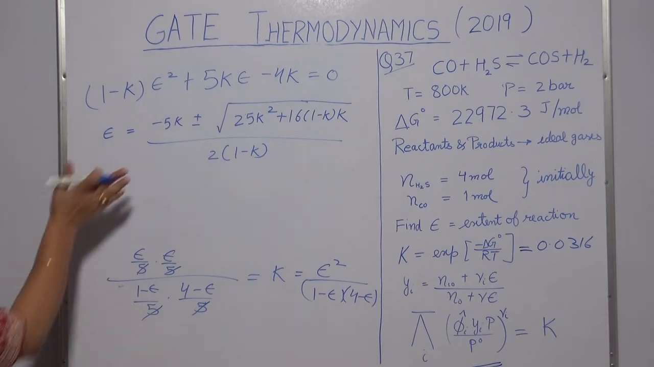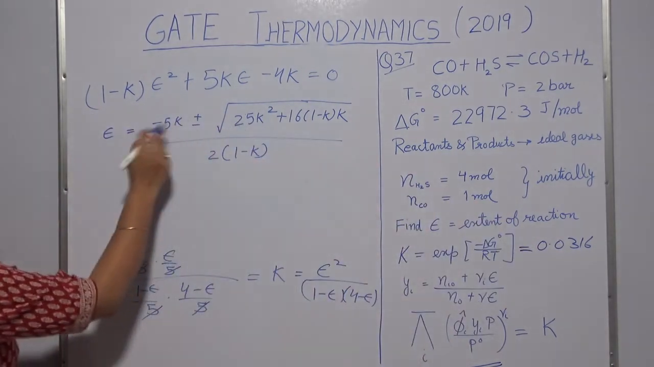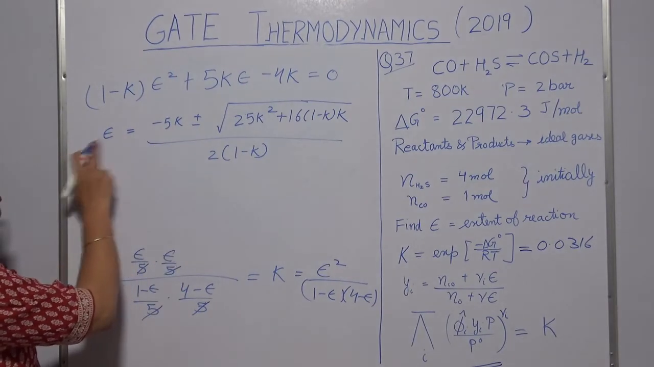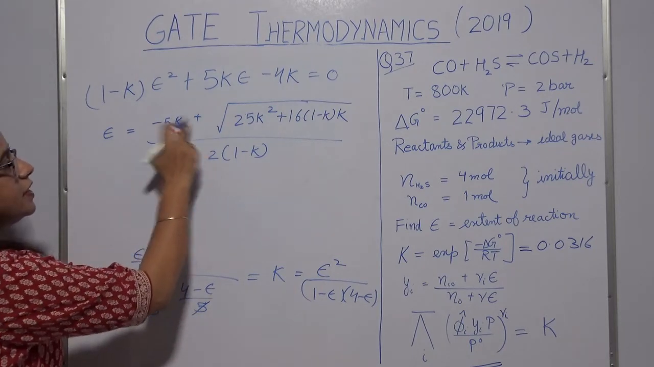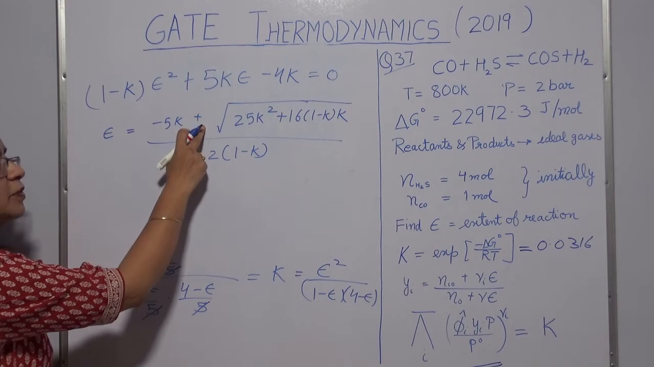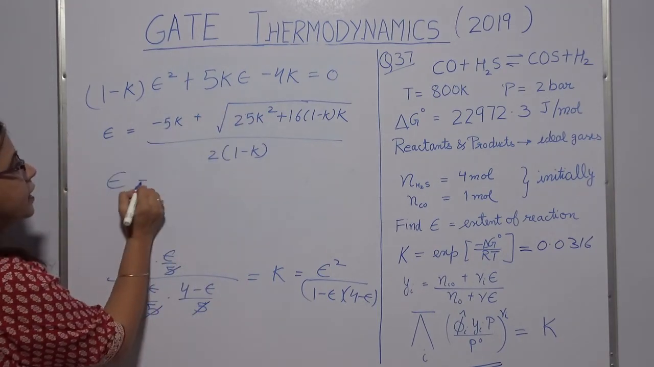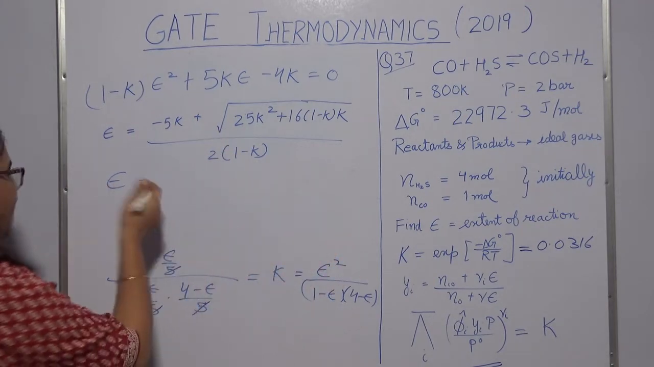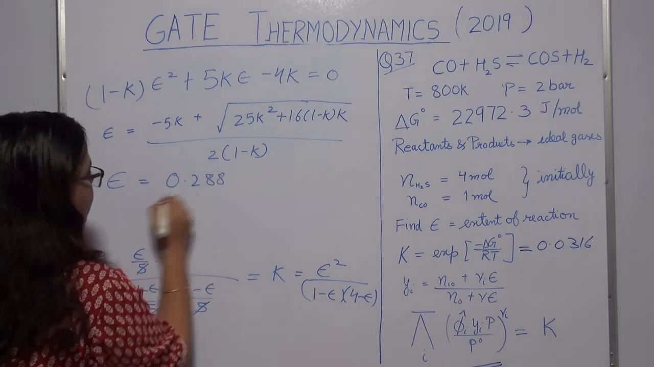Now in this form I am going to put the value of my k. See over here, if I take a negative value, then this extent of reaction does not have any meaning because it is never negative. So I am not going to take the negative value. I will keep the positive value of the square root. Then do these calculations by putting the value of k as 0.0316, and you will get the extent of reaction as 0.288.